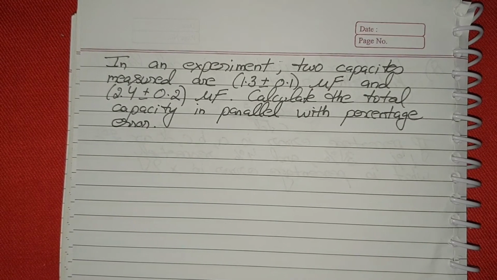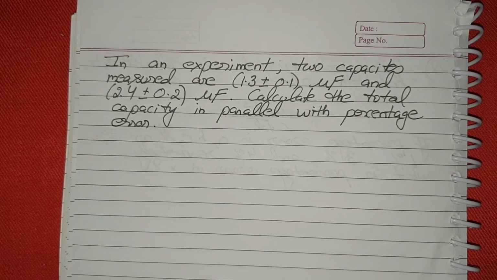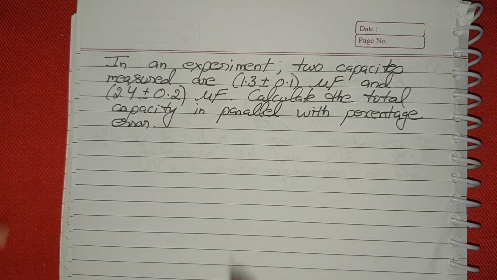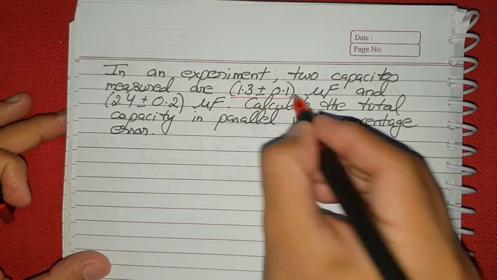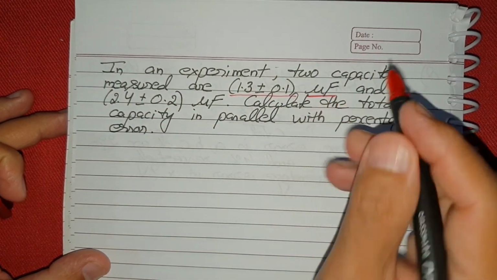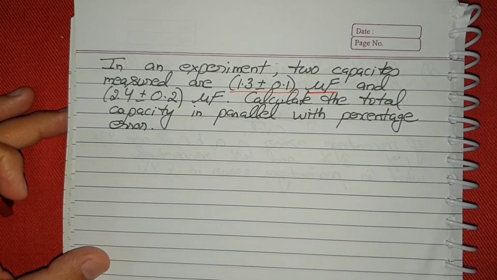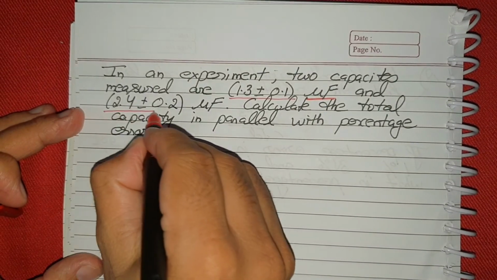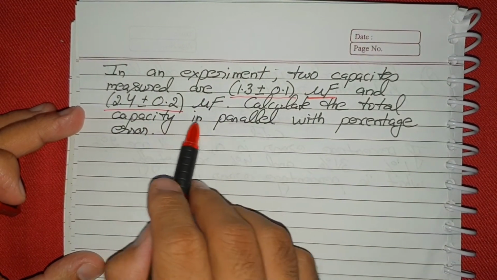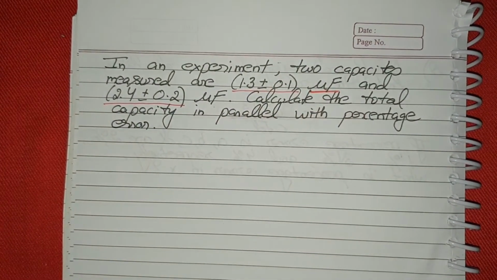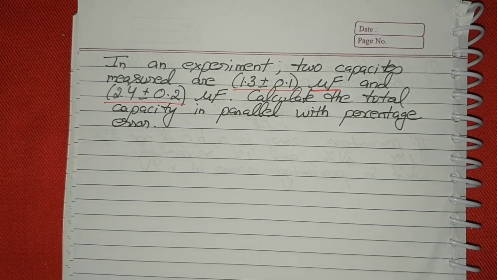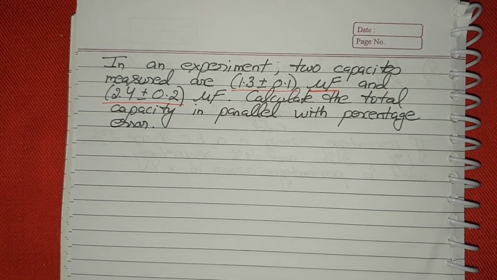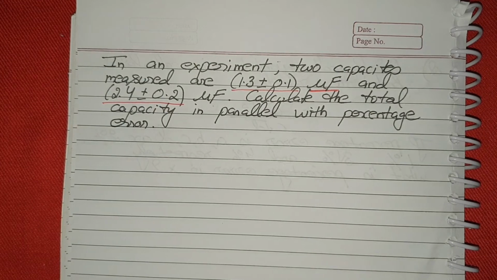So we can understand this error in summation and error in difference by an example. In an experiment, the two capacities measured are 1.3 plus minus 0.1 microfarad, which is the unit of capacity that we will learn in further videos, and 2.4 plus minus 0.2 microfarad. Now calculate the total capacity. Total capacity means in parallel, so in parallel we actually add them with percentage error.